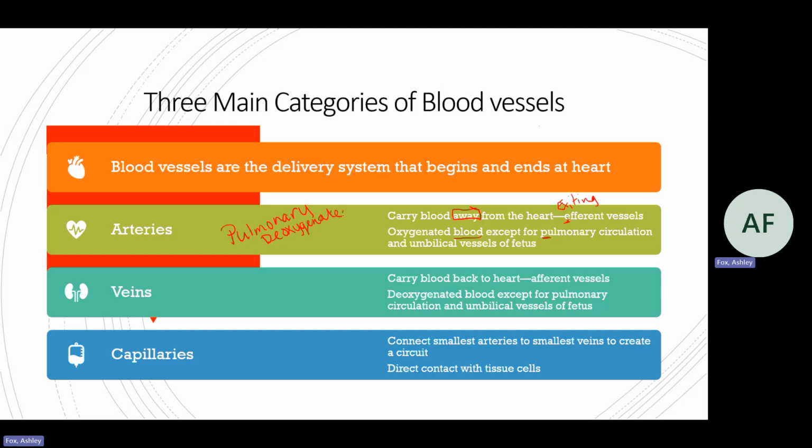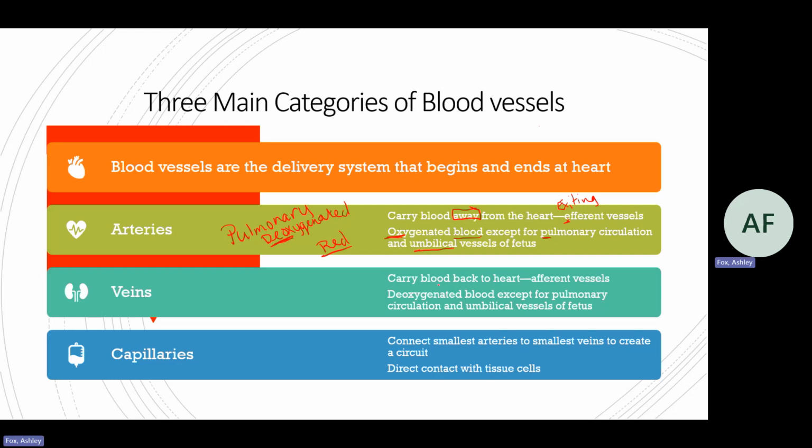So this is going to be different. Everywhere else, except for that and the umbilical vessels of the fetus, going from mother to fetus through the umbilical cord, that is going to be deoxygenated as well. Other than that, it's going to be oxygenated. It's already gone to the lungs, picked up oxygen and gone. So that's typical when we think of them on the models, especially as red.